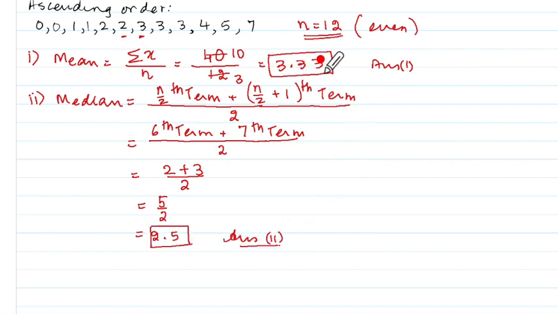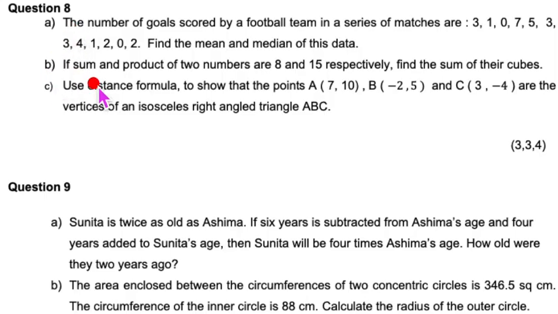Now, if this value is marks, then you write over here marks. If this is the number of goals, then you write over here goals and you write over here goals. Okay? We come to question 8b. If sum and product of two numbers are 8 and 15 respectively, find the sum of their cubes. So let us write question 8b.